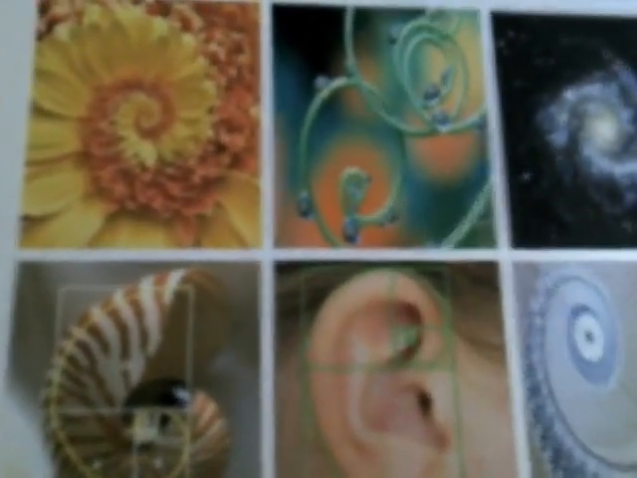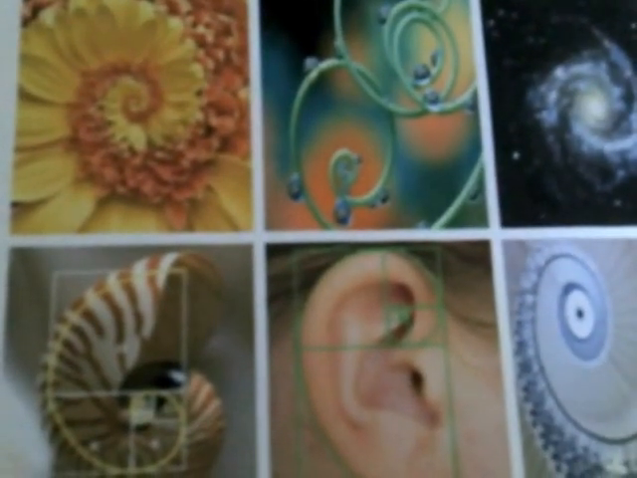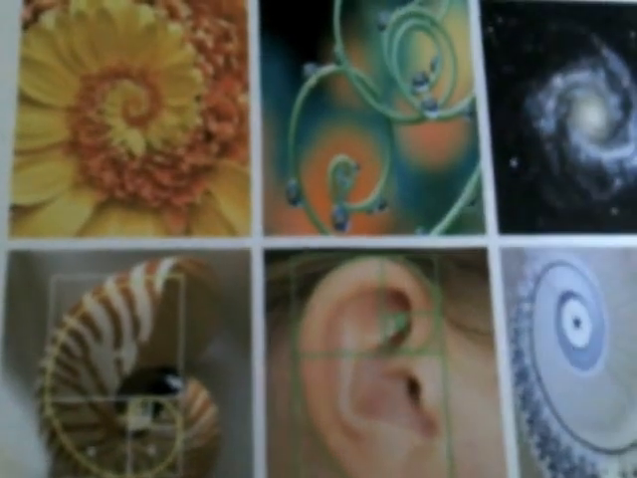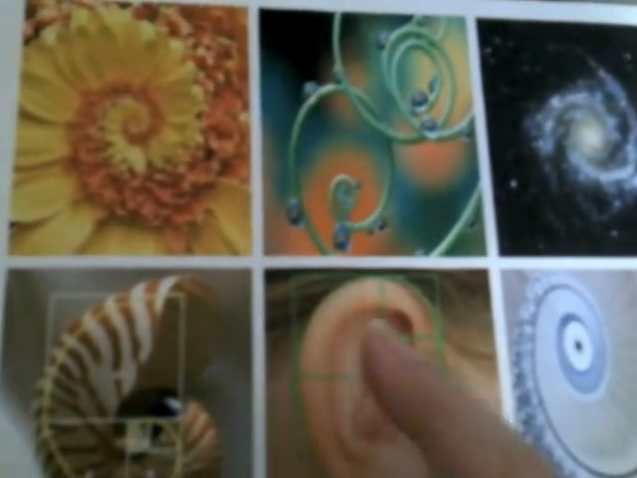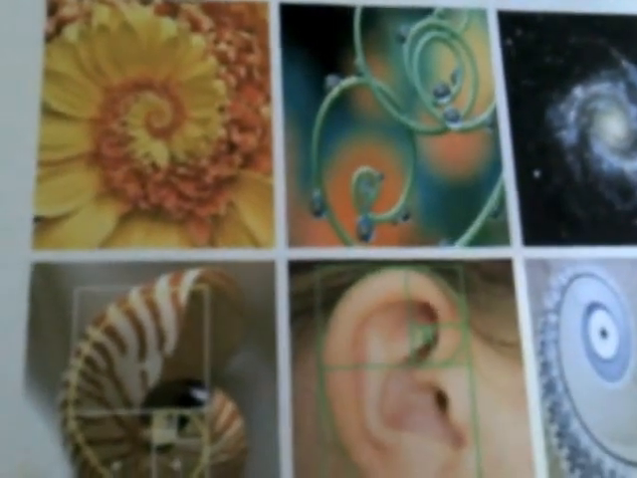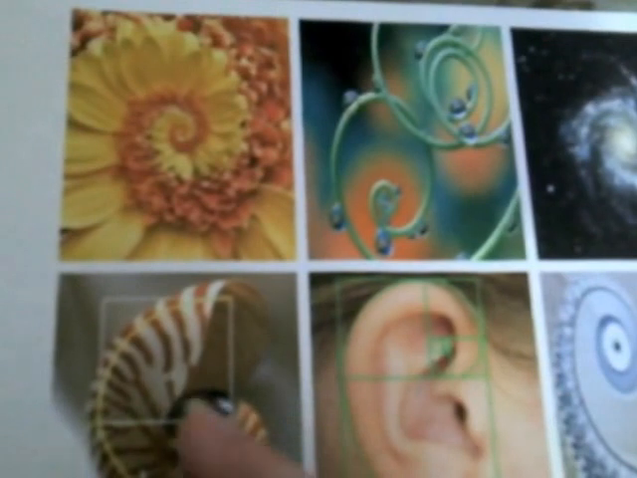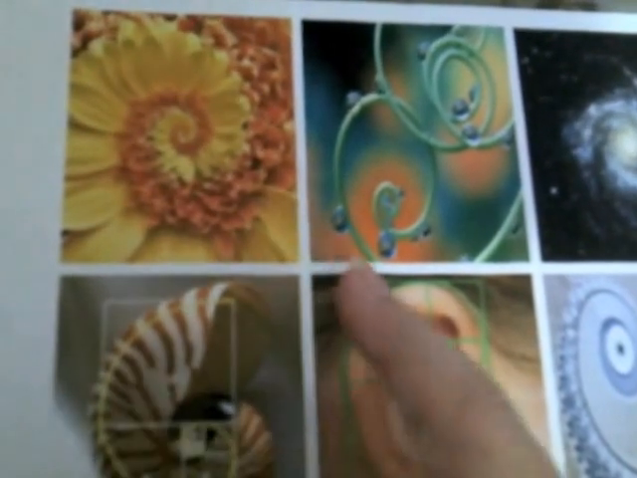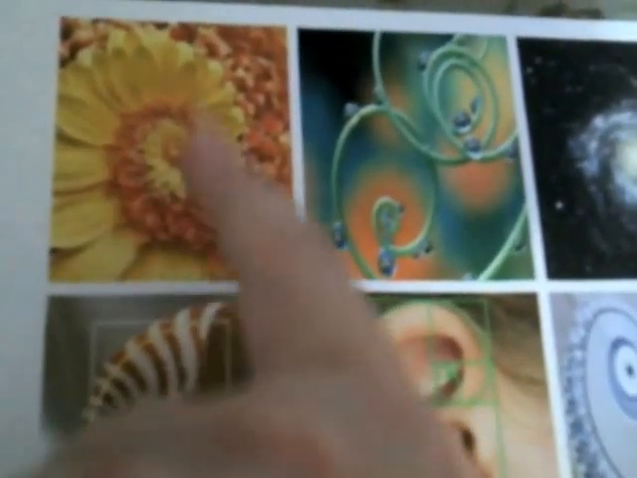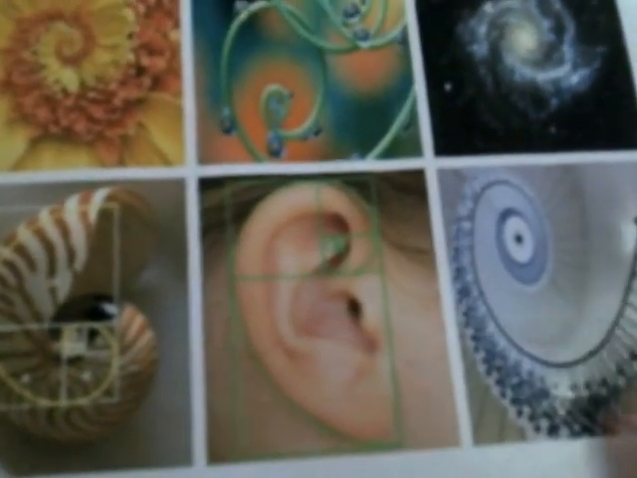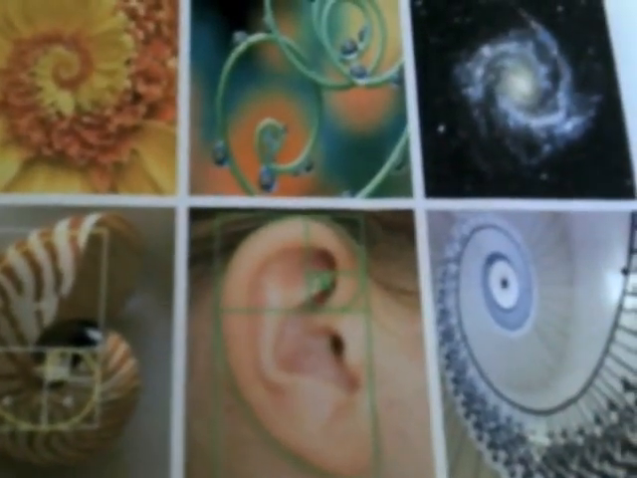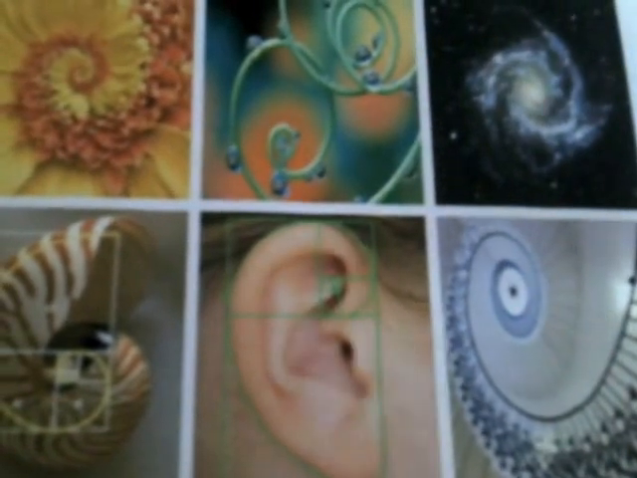Here are some more things that you might not expect would have the Fibonacci sequence. So our ear follows the same thing, and you can see here the grid we were just looking at has been applied to this so that we can understand it a bit better. And the nautilus shell here going round, flowers, even spirals in the galaxy and spiral staircases in buildings also use the same construction principle within the Fibonacci sequence.